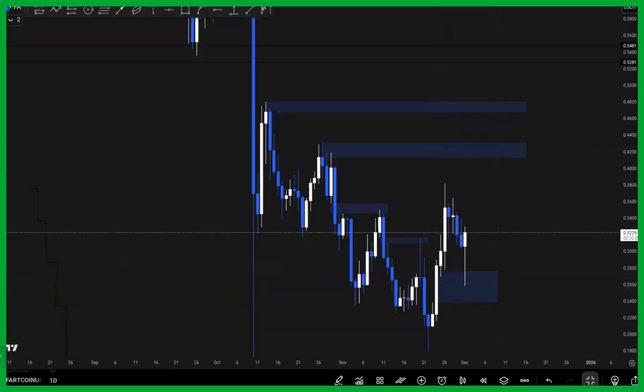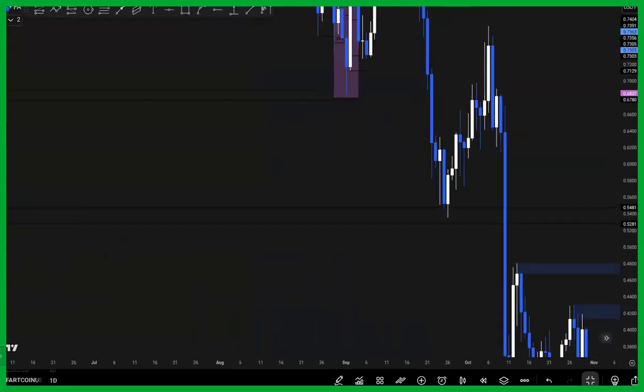Reacting off another fair value gap on the daily time frame. So, well, that's after class.